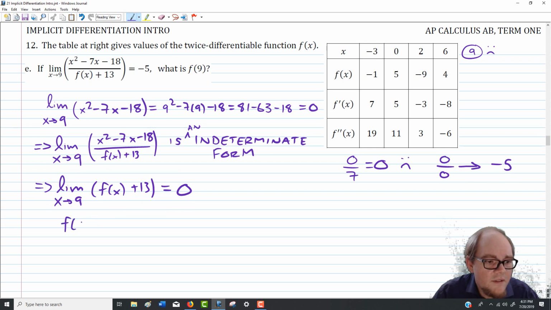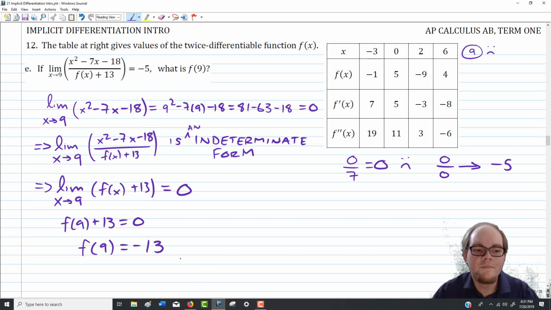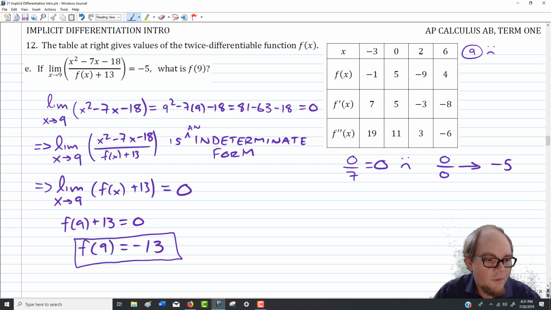And if that's true, direct substitution should yield 0 as well. So f of 9 plus 13 has to equal 0, and simply put, f of 9 has to equal negative 13. And with that said, it's a really fast answer, but this is a really fast problem. It's all about recognizing indeterminate forms and how you could approach that. I think this assignment was a little bit more straightforward, with more technique than anything else, less conceptual work.